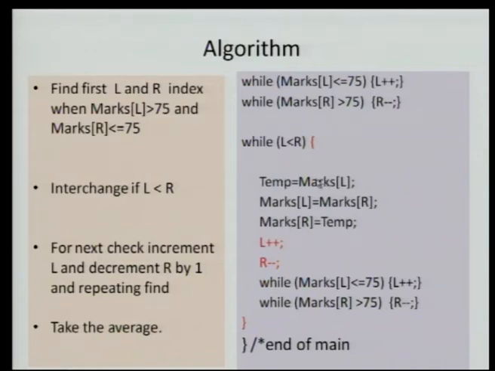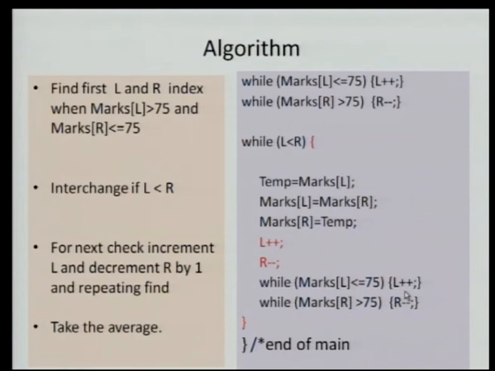Once we have interchanged, we increment left, because whatever L was pointing to, that value has already become less than the pivot. So it satisfies the condition which we wanted. And R we decrement. So we move L and R once again.